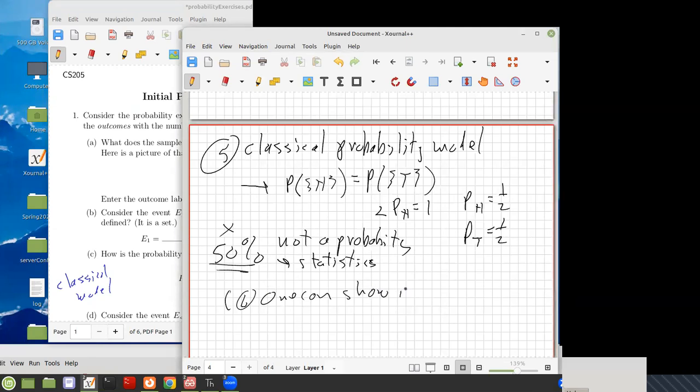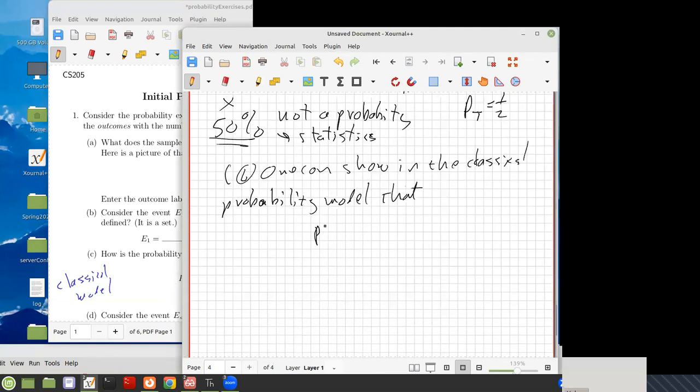And we'll see this in the classical probability model. That the probability of any event equals the number of items in that event divided by the number of items in the sample space. Now, how does that come about?